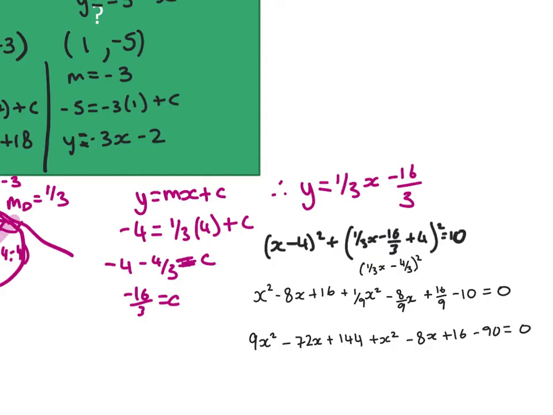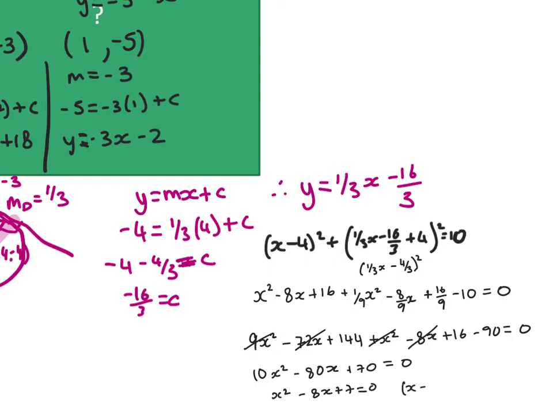I'm then going to have 10x squared minus 72x minus 8x is minus 80x. 144 minus 90 is 54. 54 plus 16 is 70 equals 0. I'm going to divide everything by 10. X squared minus 8x plus 7 equals 0.